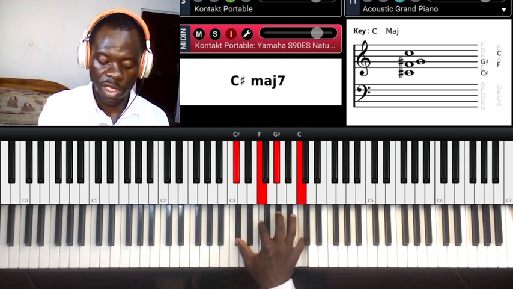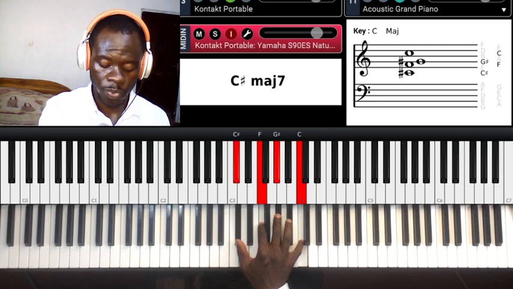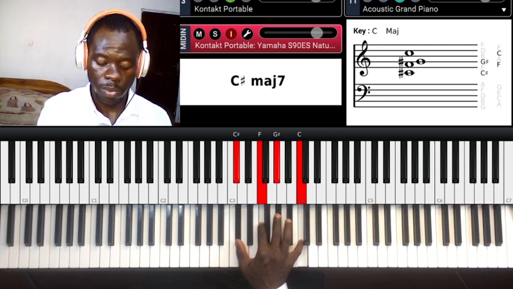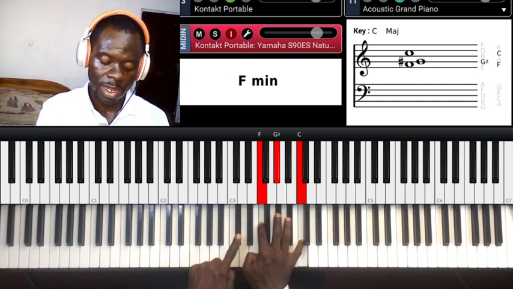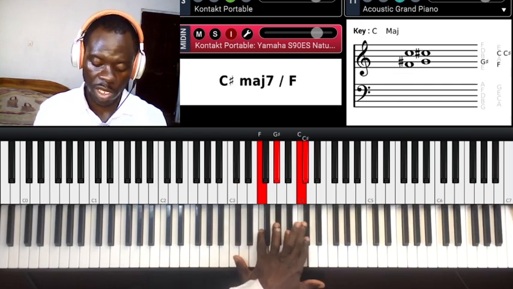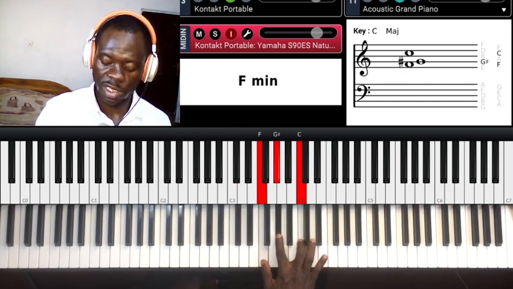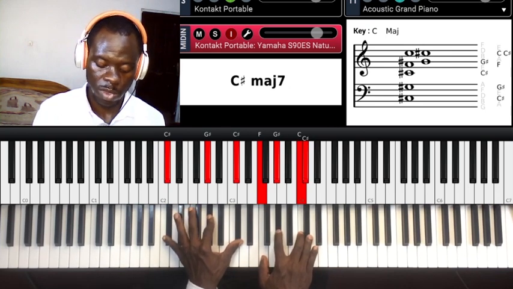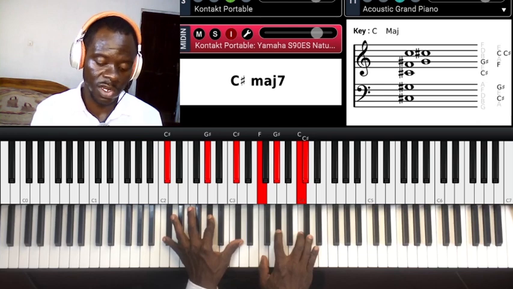Alright, so we have our chord 1 here. With this being our chord 1, we move the C sharp to the top here, and then we're going to be having it like this. That's our first inversion.